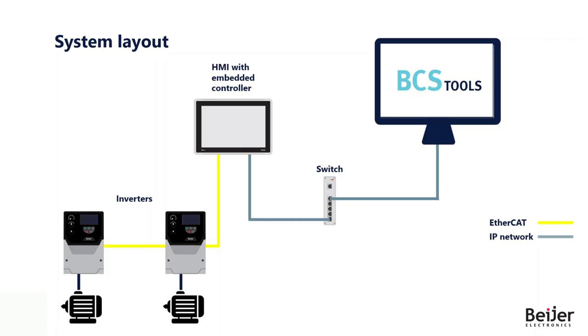This is the system layout. The task of today is to create a configuration between the HMI with built-in control and the frequency inverters. Communication between the HMI and inverters will be using EtherCAT as field bus. EtherCAT provides a fast and deterministic update of the running process, combined with great diagnostic capabilities. Let's take a look more in detail at the different components in use.